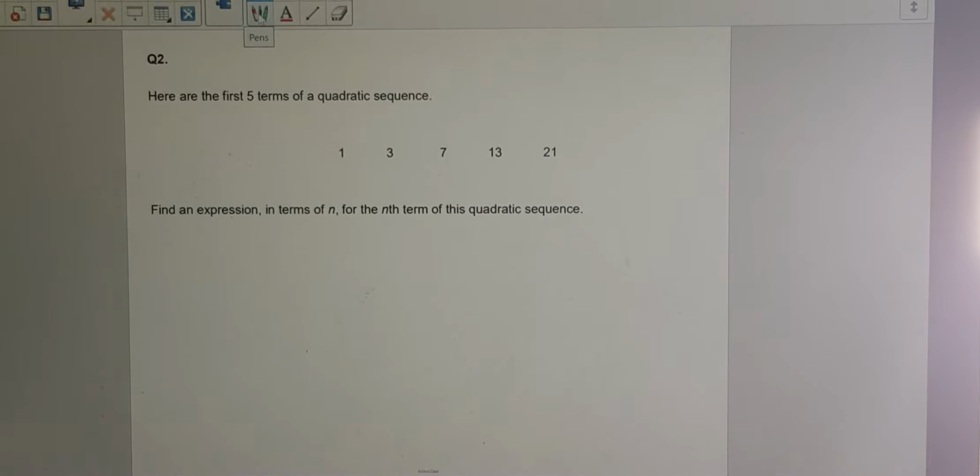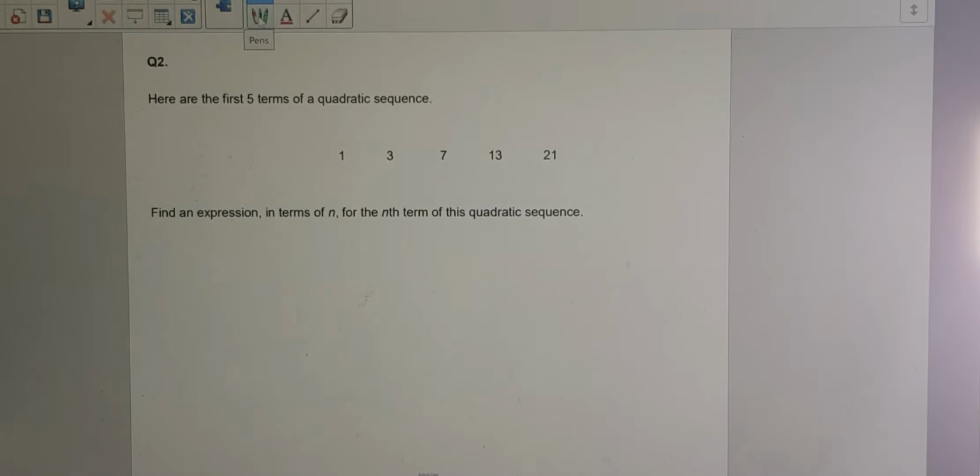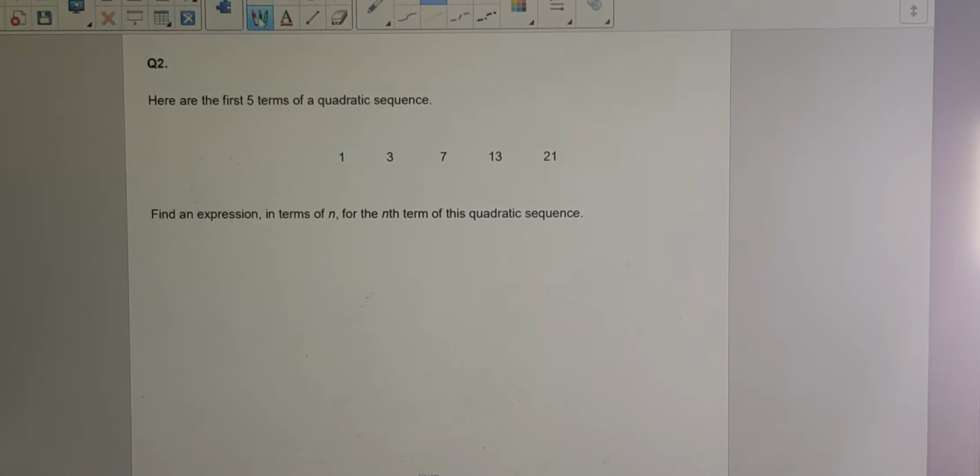A few of you have said that you found this question on quadratic sequences, which is a really difficult topic, quite confusing, so I'm going to go through it. Please continue to email me the question numbers of any particular questions that you found difficult, so I can try and make some videos. I'll try and make a series of videos.